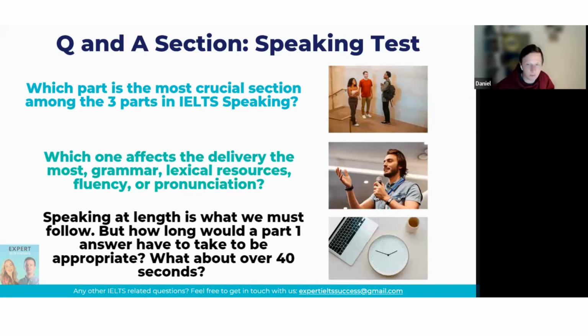Speaking at length is what we must follow. So to get a band 7 or higher, we generally need to speak at length, be able to develop, extend, and support answers. Those are the 3 words that are in there: develop, support, and extend. So develop, so here's my point, I'm going to explain it, I'm going to give an example to support it, I'm going to be able to hopefully connect to the task or the question.